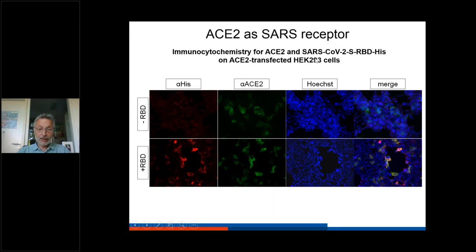What we have done, we have transfected HEK cells, so just normal kidney cells, with ACE2, and you see here there are some but not all cells transfected by ACE2. And then we gave a receptor binding domain of the SARS-CoV-2 virus linked to a His tag on these cells and let it bind. And you see when you bind them, exactly the cells which have ACE2 also bind the RBD and the others don't. So you can see this merge here. So clearly we could confirm that ACE2 is the binding factor of the spike protein of the SARS virus.